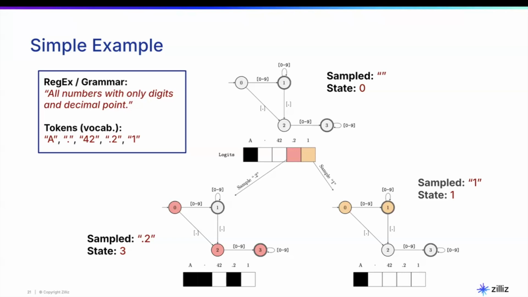In this case, we need to mask A, because A is not a valid next token. You can see that we can transition via a digit or a decimal point, but there's no transition that has an A. So we mask that token, and we then sample from the remaining tokens. In the bottom row, it shows you two hypotheticals: what would happen if you sampled .2 and what would happen if you sampled 1. So just imagine you sample 1. That means that you go from state 0 to state 1, and you've sampled 1.